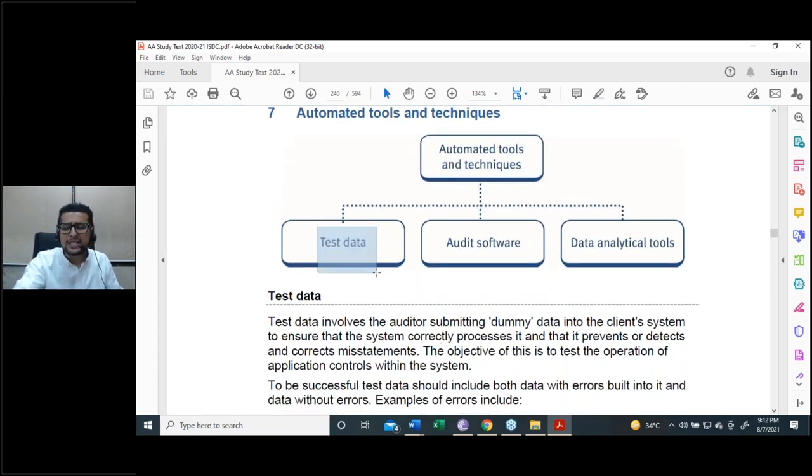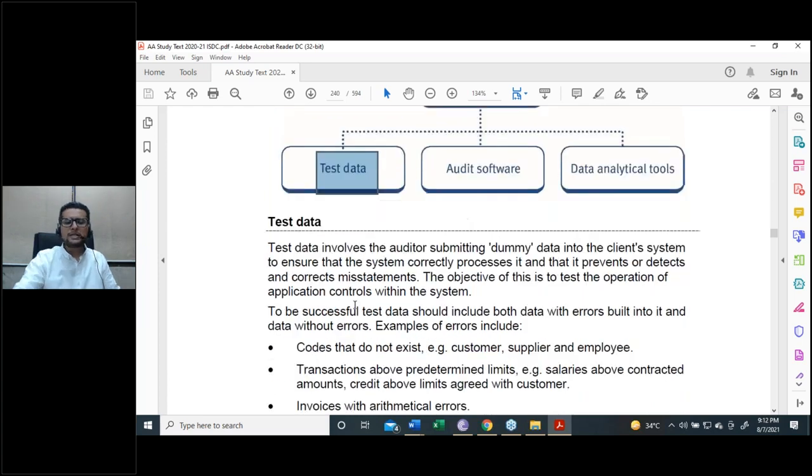Let's start from the easiest one, which is test data. What is test data? There is a system, an enterprise resource planning system, an accounting software system, a website, a client system. I'm going to access that client system with the permission of the client, and I will insert a few test data or dummy data into the client system. Intentionally, being smart, I will enter two types of data: A with mistakes, B without mistakes.